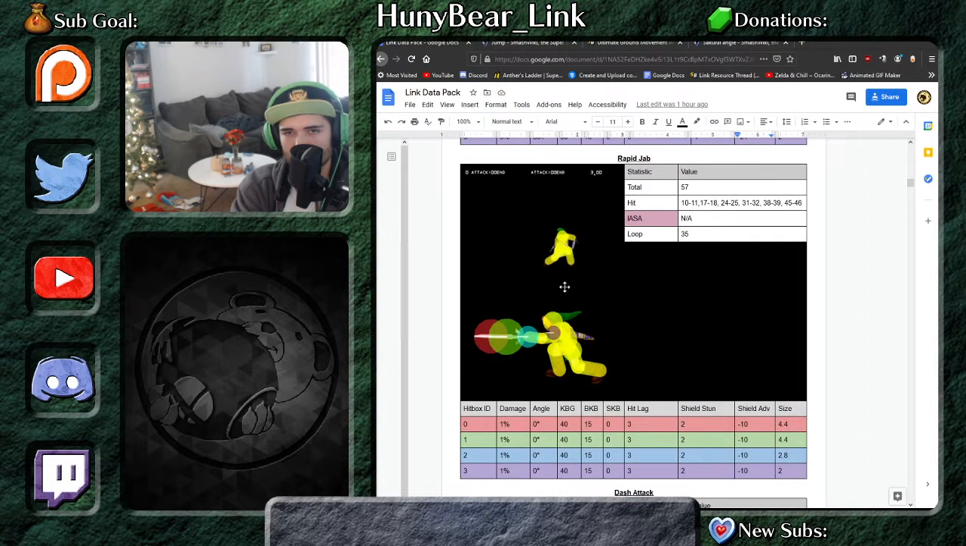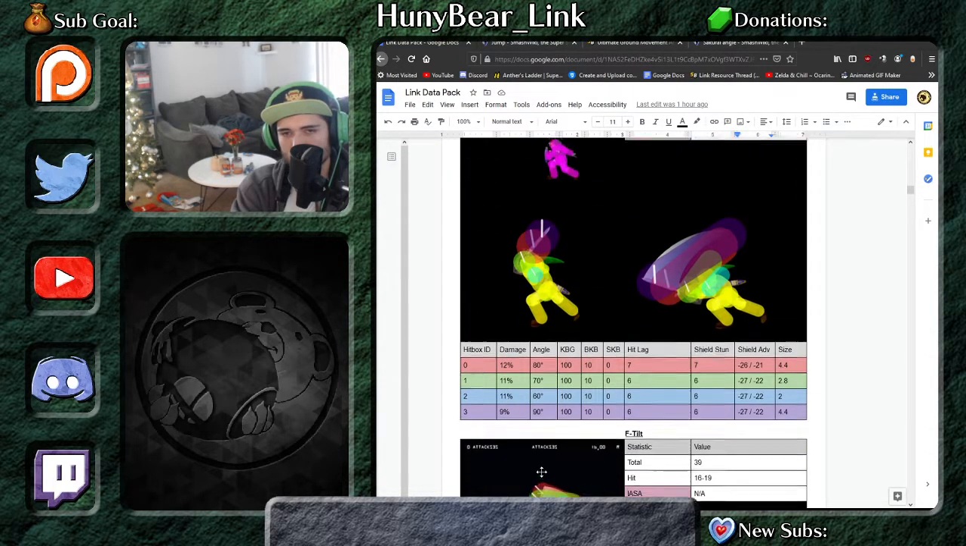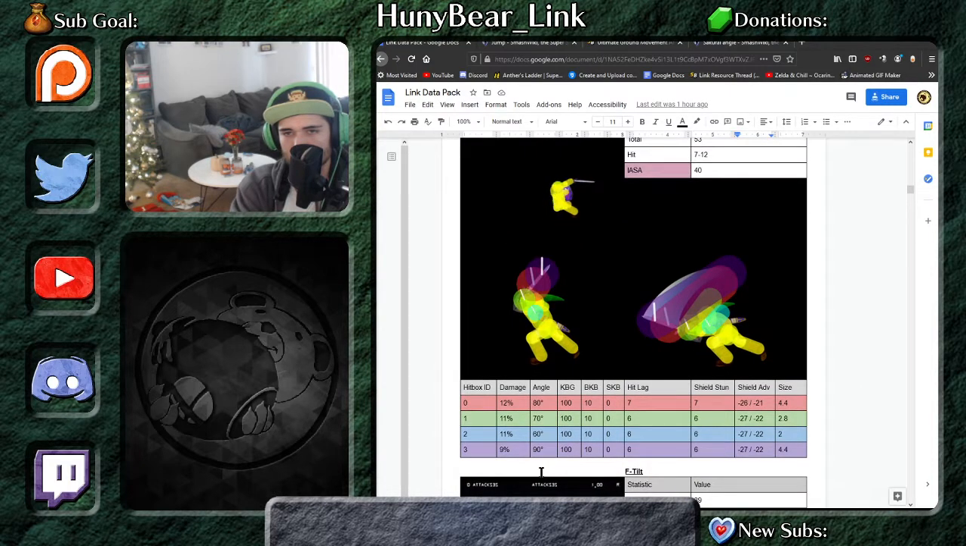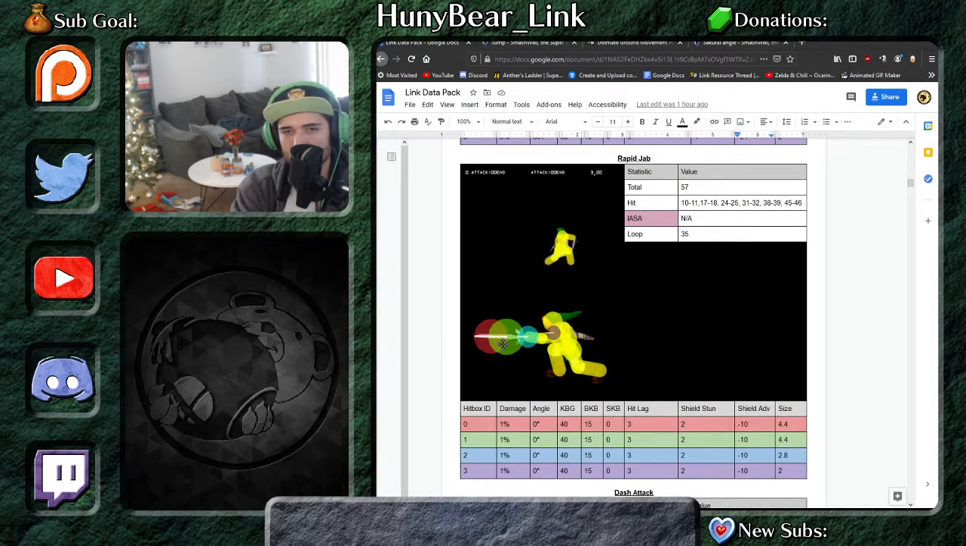Rapid stab. Rapid stabs, these are all spikes, by the way. That's pretty weird. So you can see the angle. If we go to the angle, they're all 0. It means it's straight horizontal. That's what a semi-spike is.